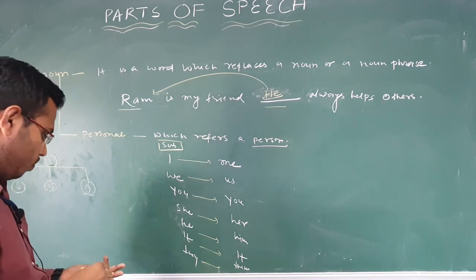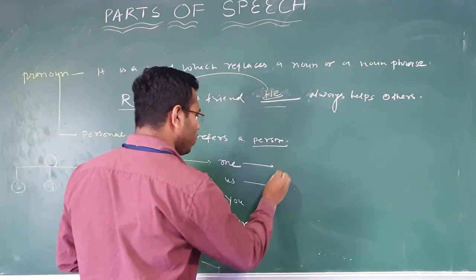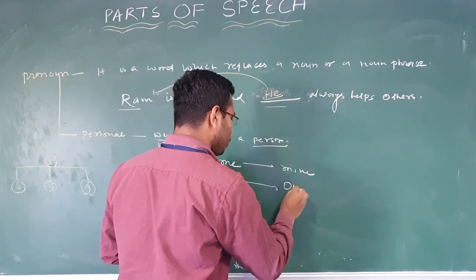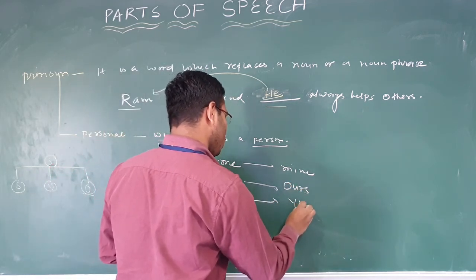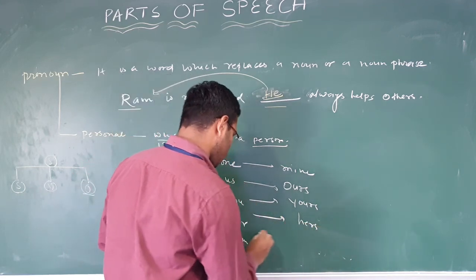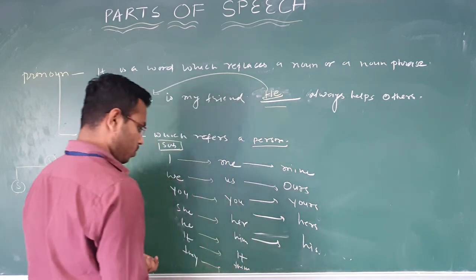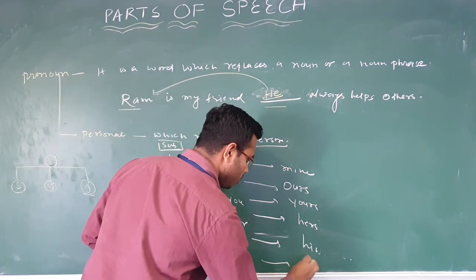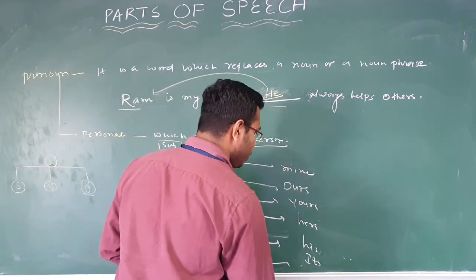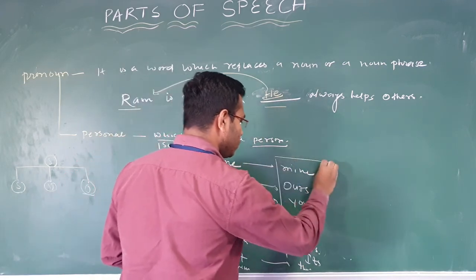And we can make possessive pronouns. We say mine, we can say ours, we can say yours, we can say hers, we can say his, and we can say its, and finally we have theirs. So, these are possessive pronouns.